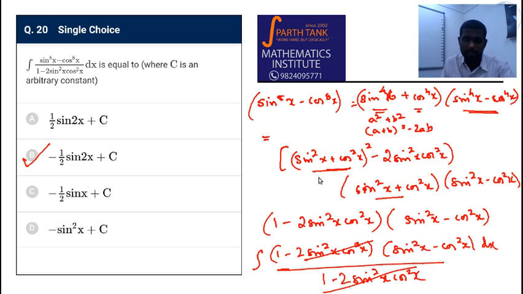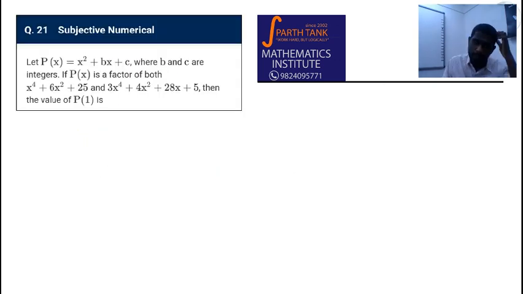Very simple, just factorize and use the basic trigonometric identity. Sine square x plus cos square x is 1. This brings us to the end of the objective part. Now we move on to the subjective numericals.